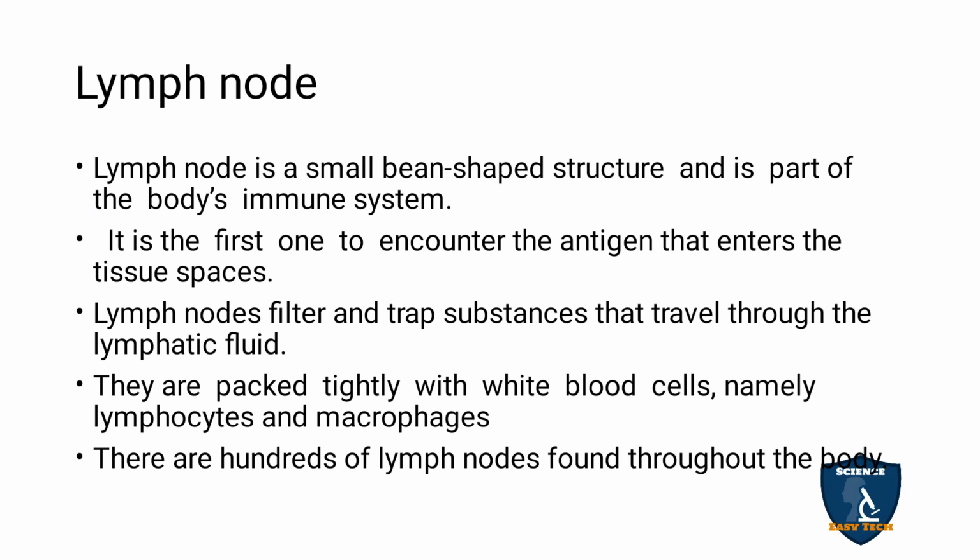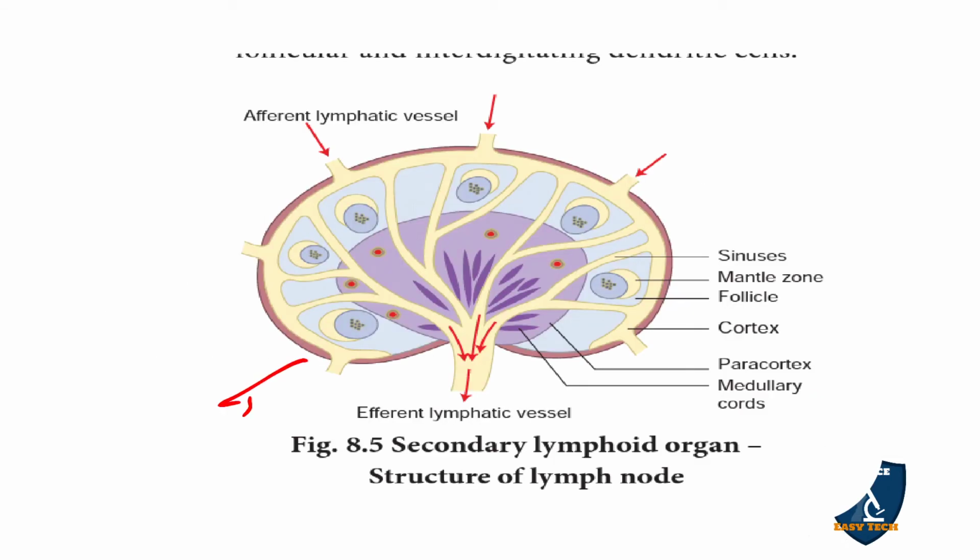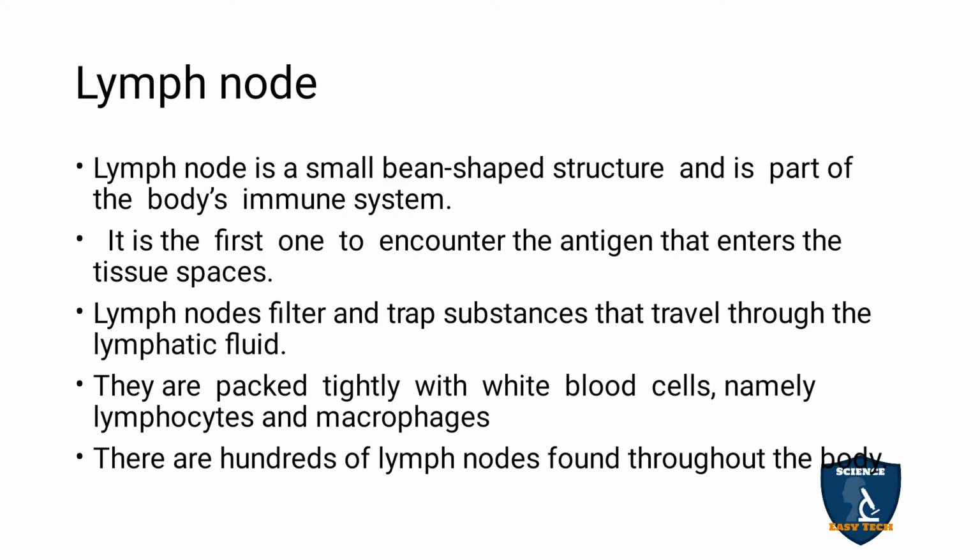Next we move on to the lymph node. The lymph node is a small bean-shaped structure and is a part of the body's immune system. You can see here it is a bean-shaped structure and it acts as a part of the immune system.